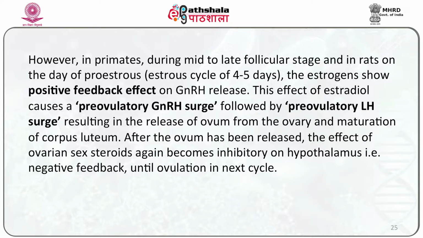However, in primates, during mid to late follicular stage and in rats on the day of proestrus with an estrous cycle of 4 to 5 days, the estrogen shows positive feedback effect on GnRH release. This effect of estradiol causes a pre-ovulatory GnRH surge, which is followed by a pre-ovulatory LH surge, resulting in the release of ovum from the ovary and maturation of the corpus luteum. After the ovum has been released, the effect of ovarian sex steroids again becomes inhibitory on hypothalamus, that is, it again becomes the negative feedback mechanism until ovulation in the next cycle.